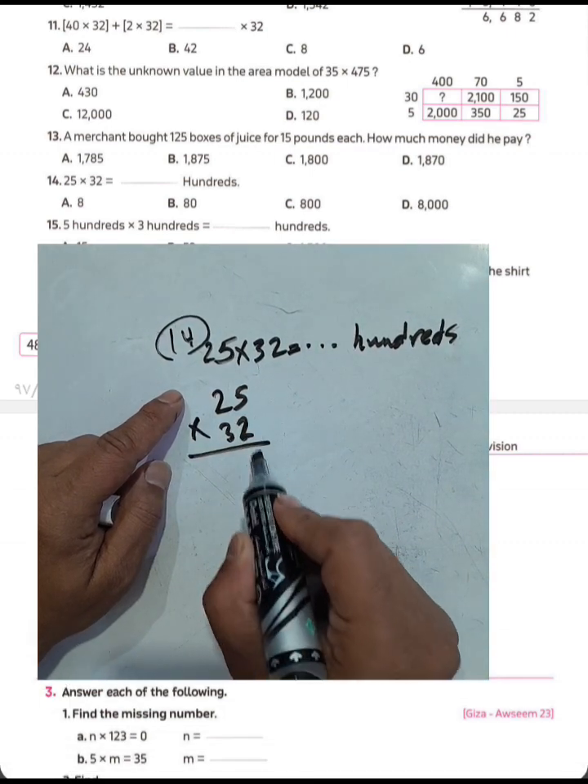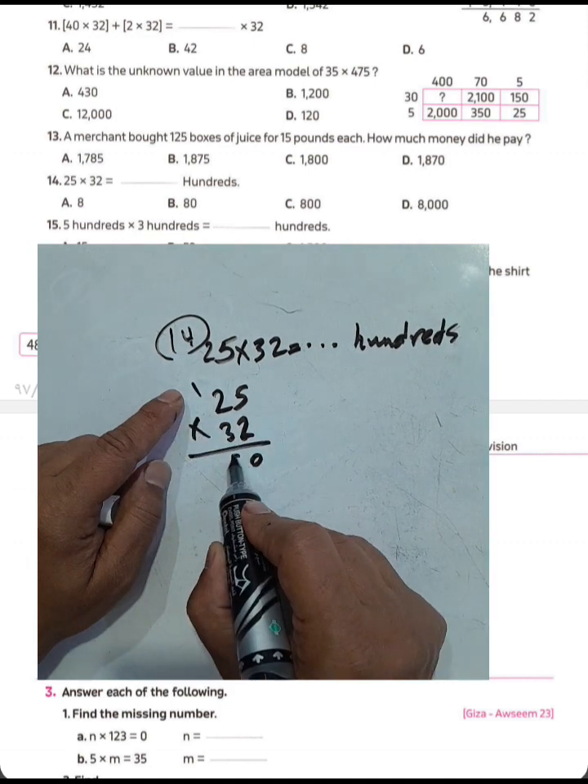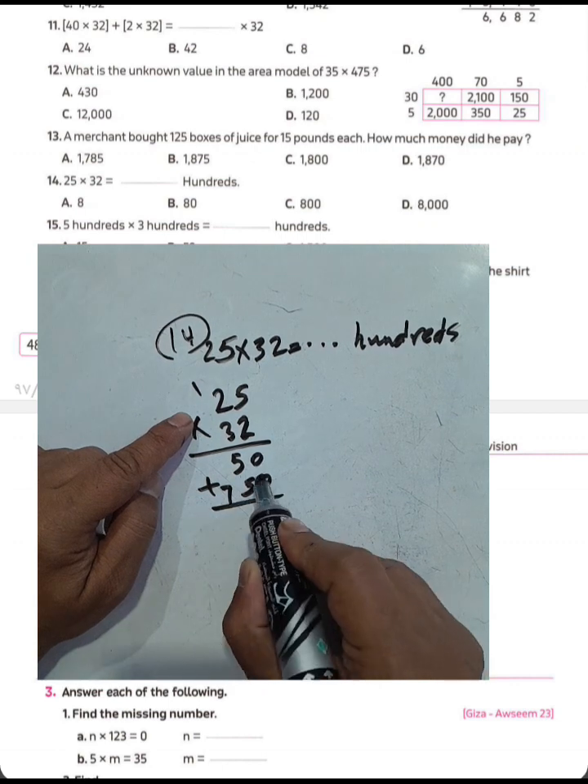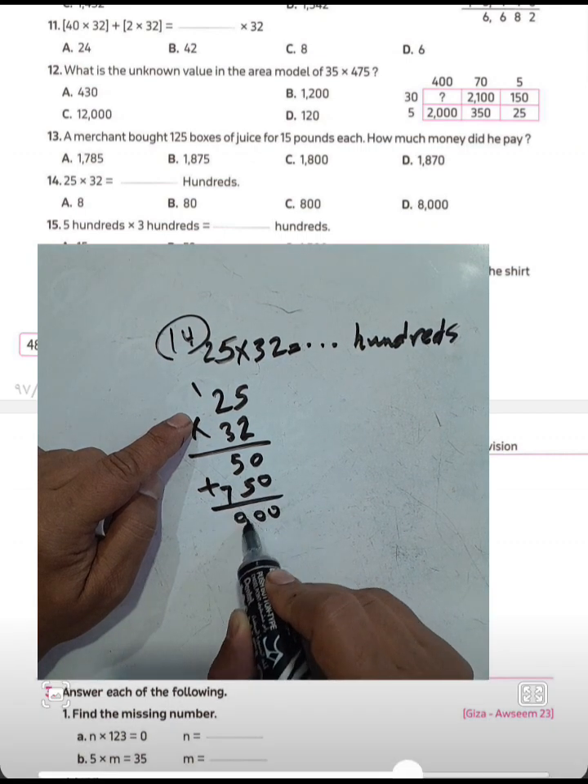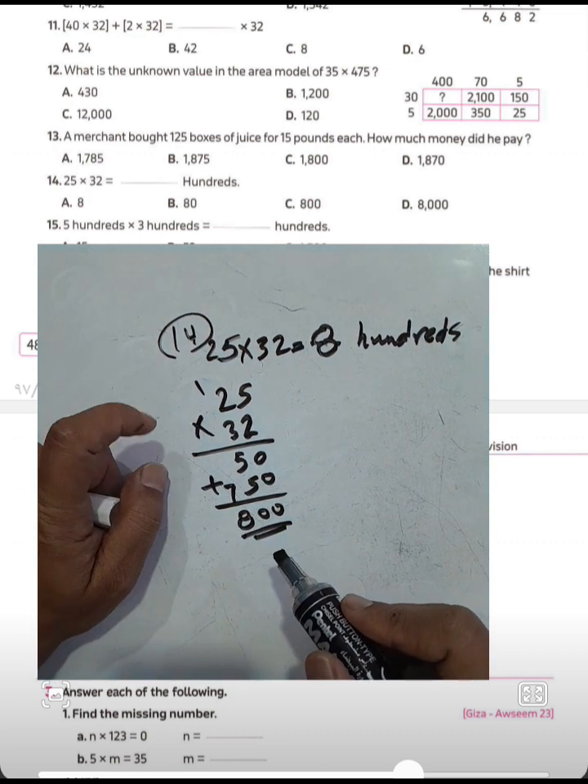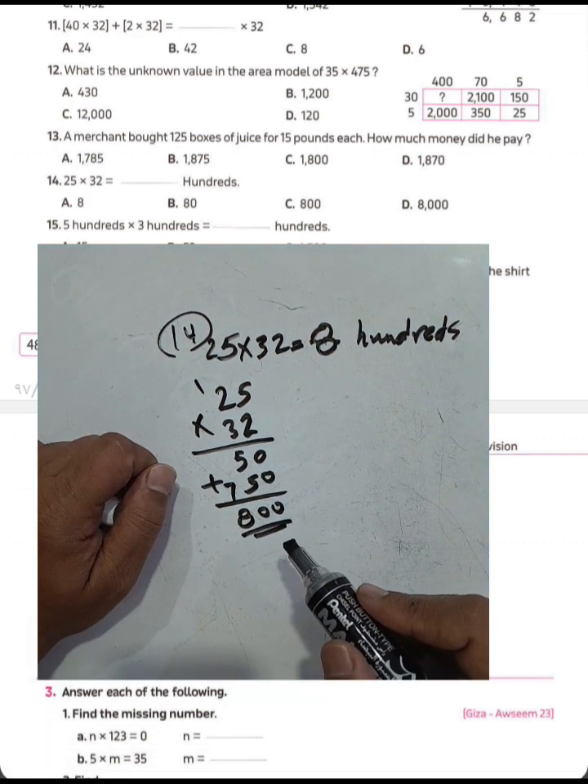2 times 5 equals 10, write 0 and carry up 1. 2 times 2 equals 4 plus 1 equals 5, write 0. 3 times 5 equals 15, write 5 and carry up 1. 2 times 3 equals 6 plus 1 equals 7. 0 plus 0 equals 0, 5 plus 5 equals 10, write 0 and carry up 1, 7 plus 1 equals 8, and the result will be 800. Write 8 in the space.